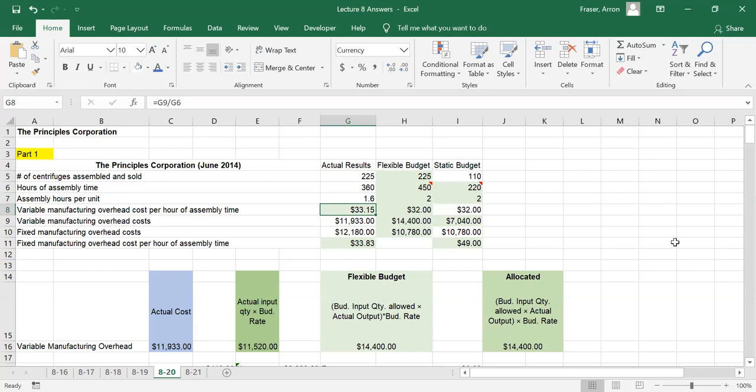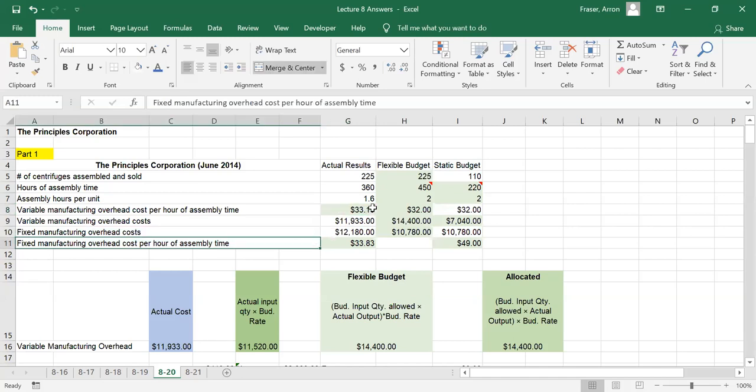So we get the 1.6 by taking the amount of assembly time divided by the number of units of centrifuge that we actually prepared. So that gives us the assembly hour per unit, right? So that's 1.6 hours per unit, in terms of the variable manufacturing overhead costs per assembly unit.